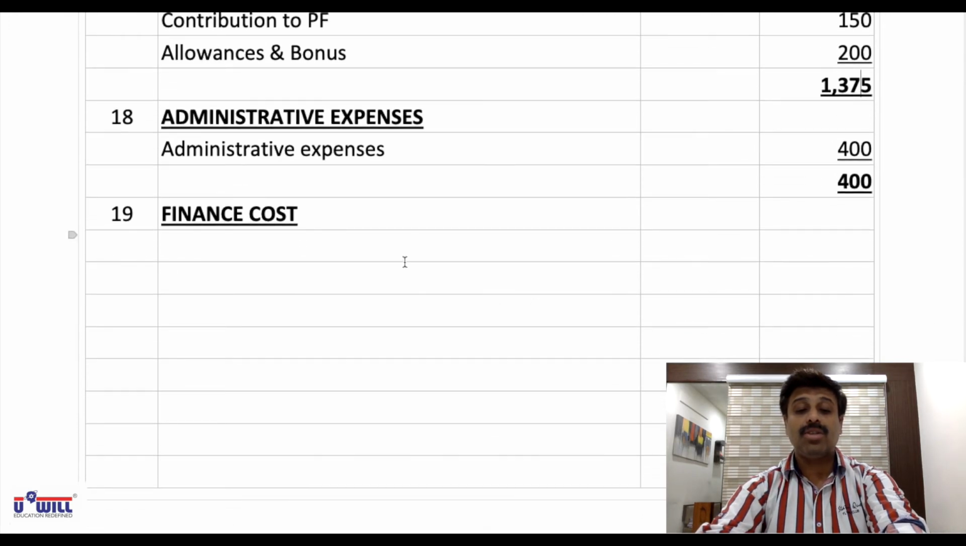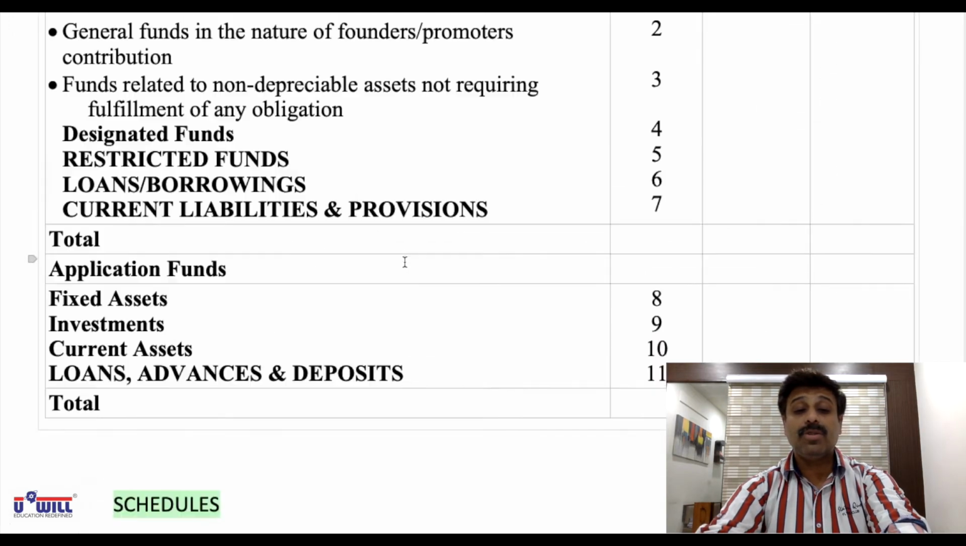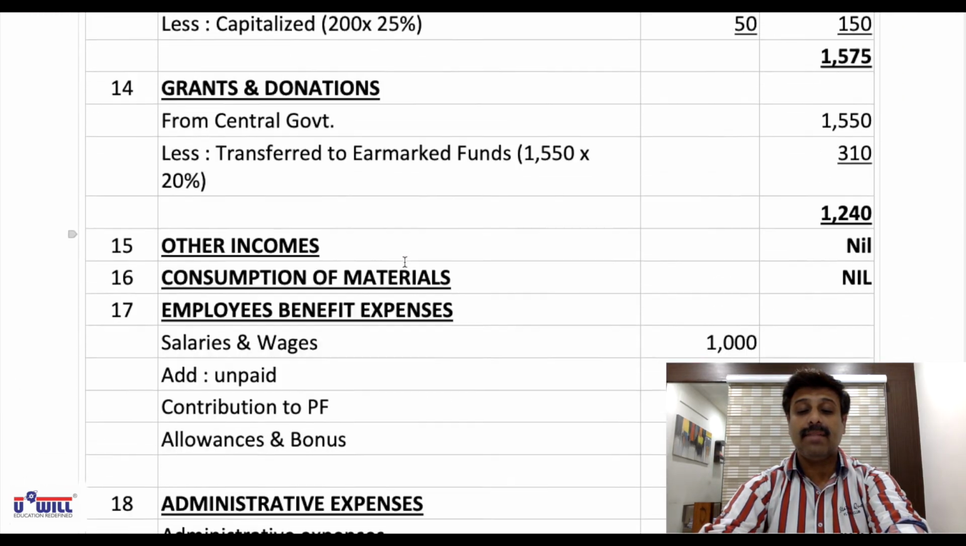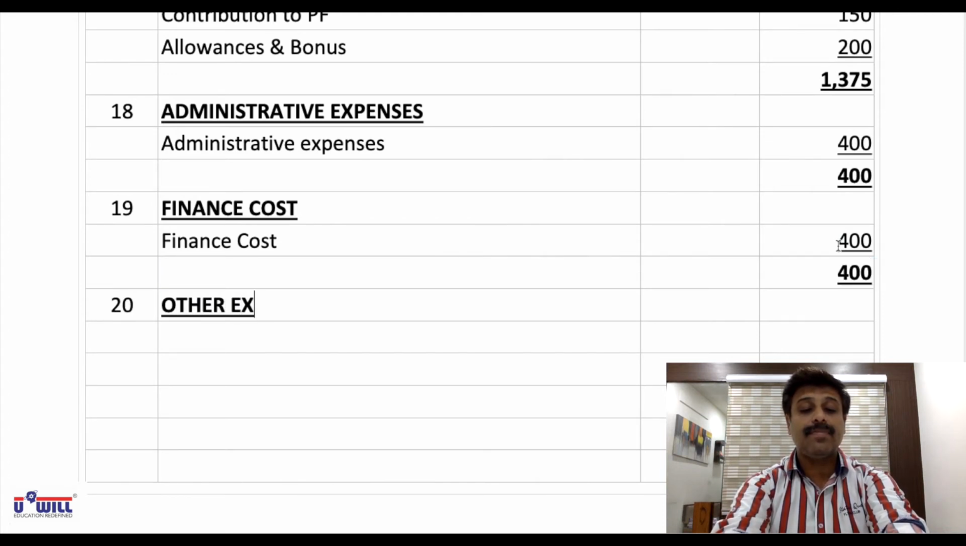Then finance cost. Directly finance cost is given. How much was the finance cost? 400. Okay, directly finance cost, second item is given as 400, and that itself again will become the total. Then 20th will have other expenses. There are no items marked as other expenses, so we'll write it as nil.